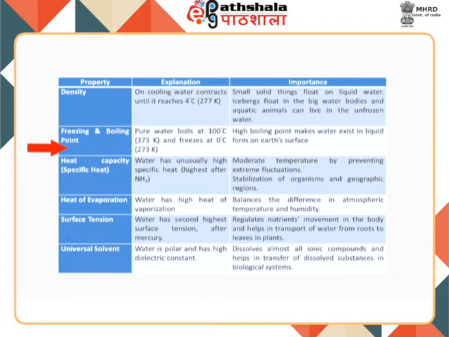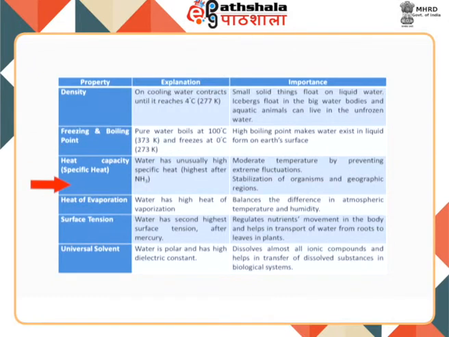Freezing and boiling point. Pure water boils at 100 degrees Celsius, that is 373 Kelvin, and freezes at 0 degrees Celsius, that is 273 Kelvin. What is the importance of this? The high boiling point of water and the low freezing point ensures a slightly long temperature range in which water can exist in liquid form on the Earth's surface.